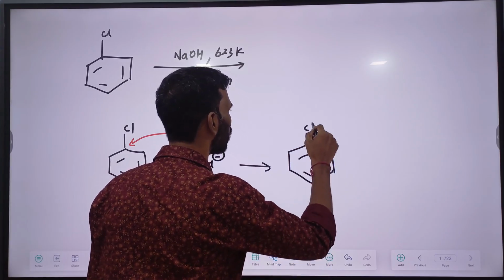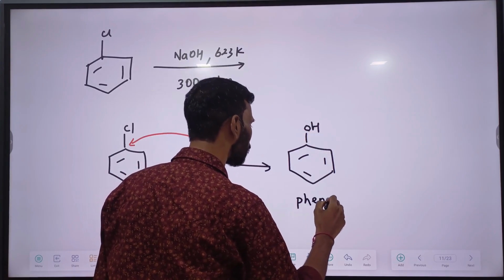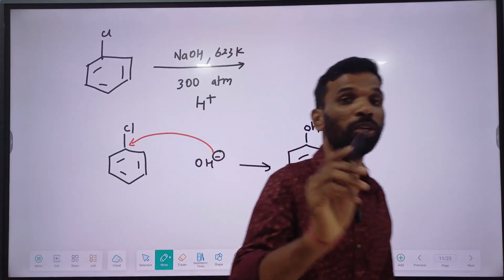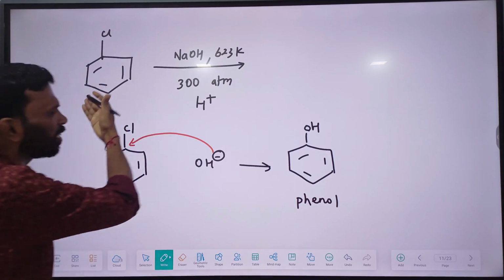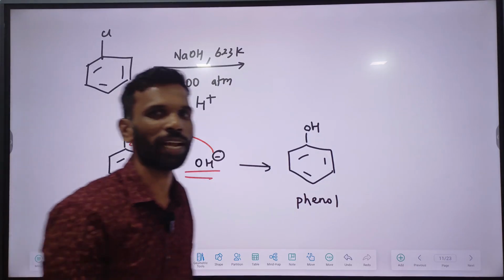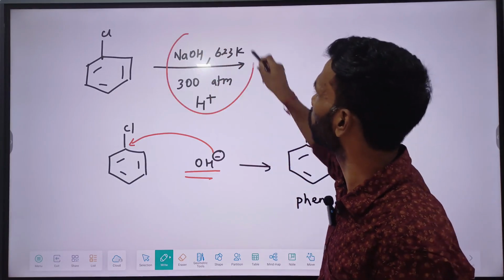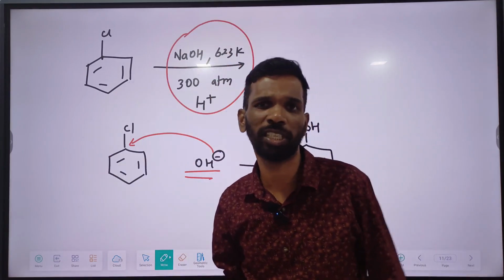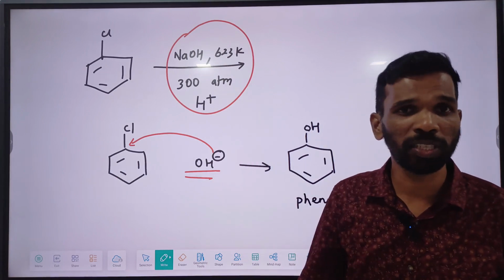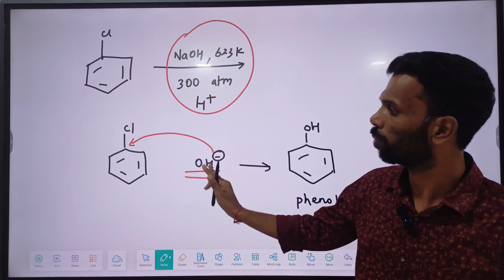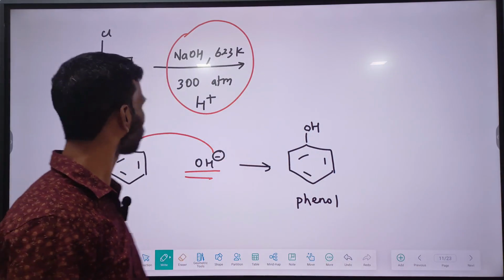Understand, at normal conditions of temperature and pressure, this substitution is impossible. Nucleophilic substitution on benzene is not possible because benzene itself is electron rich and OH minus is also electron rich. But this process is possible only because of these conditions, very high temperature. 623 Kelvin is a very high temperature and 300 atmosphere is also very high pressure. This substitution usually doesn't take place at normal conditions of temperature and pressure.